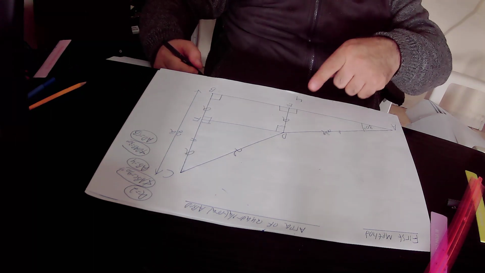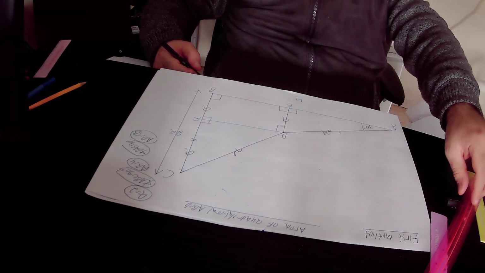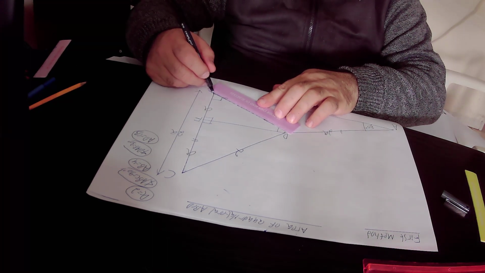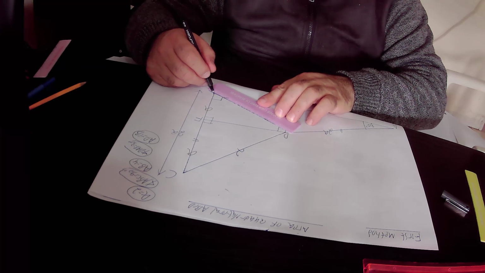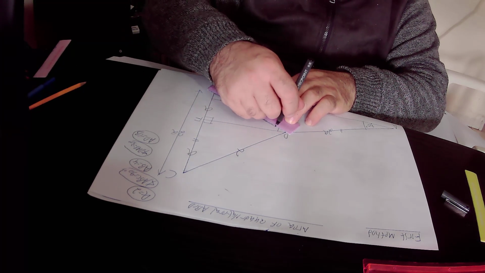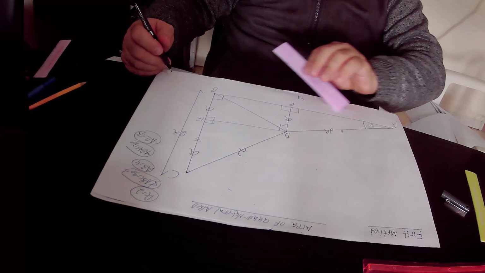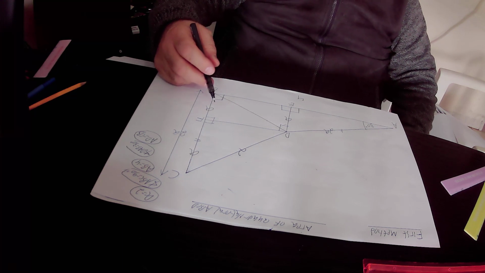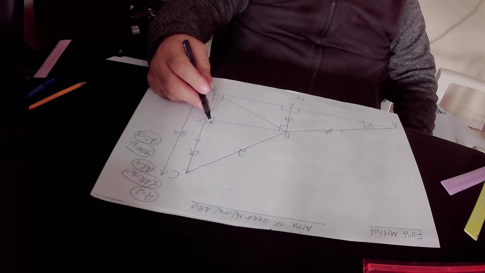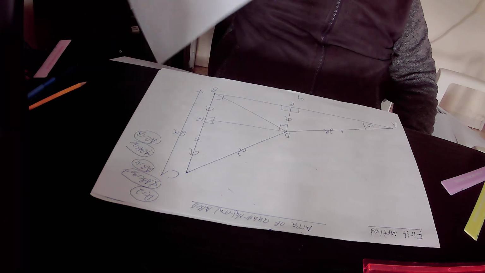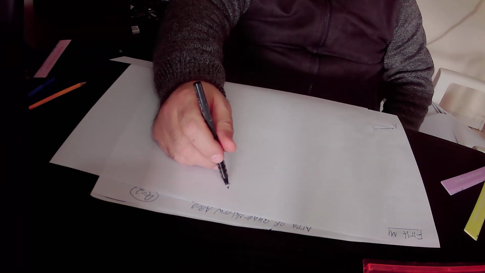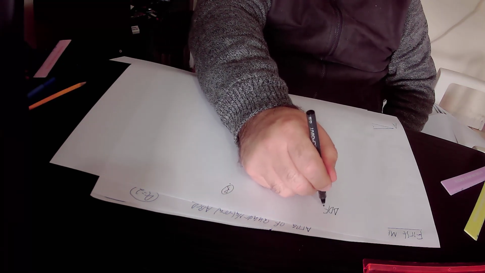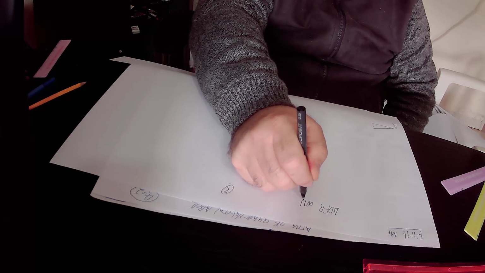In the next step, we will join together points D and B by a straight line. And we will prove that triangle DFB is congruent to triangle DFC. I'll repeat again. We will prove that triangle DFB is congruent to triangle DFC.